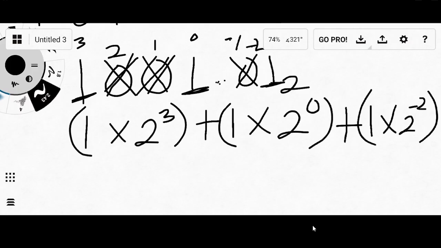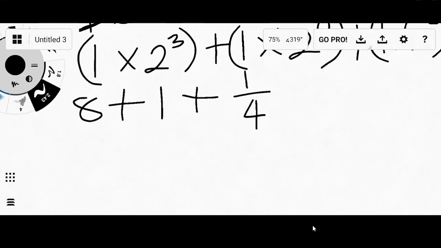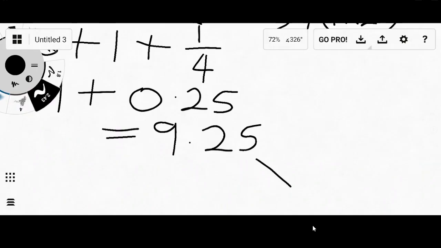So this should be 1 times 2 raised to power 3 is 8 plus 1 times 1 is 1 plus this is 1 over 4, right? So this will be 9 plus 0.25. So this will be 9.25. So in my own honest opinion, once more, there is no answer here.